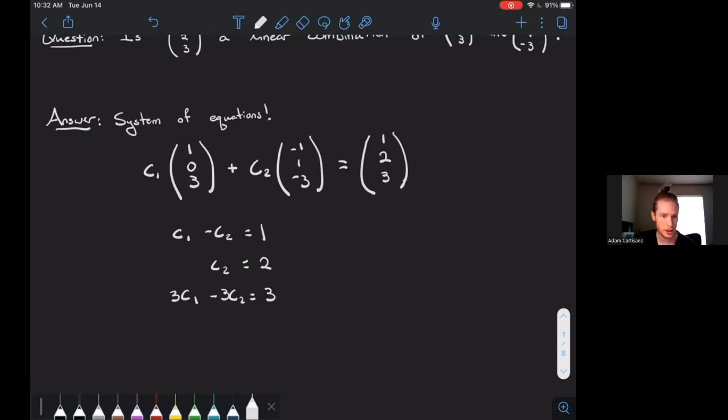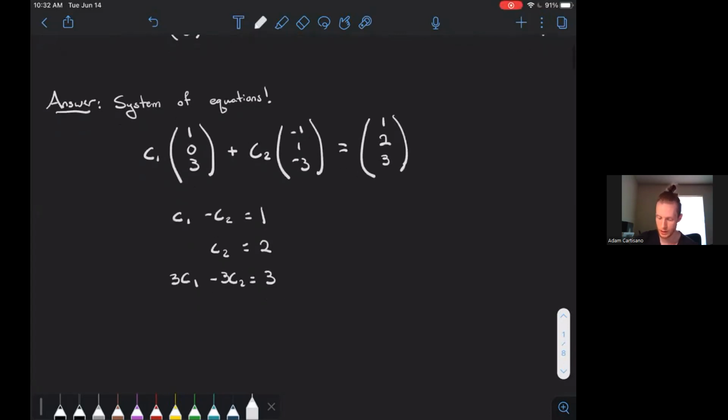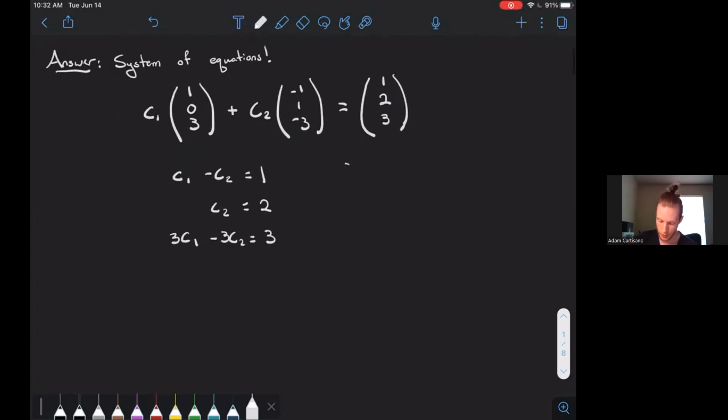This is a system of linear equations, right? We need to solve for these constants. We don't know what they are. We can do that with techniques from section 2.2. So we convert this into an augmented matrix: 1, -1, 1; 0, 1, 2; 3, -3, 3.